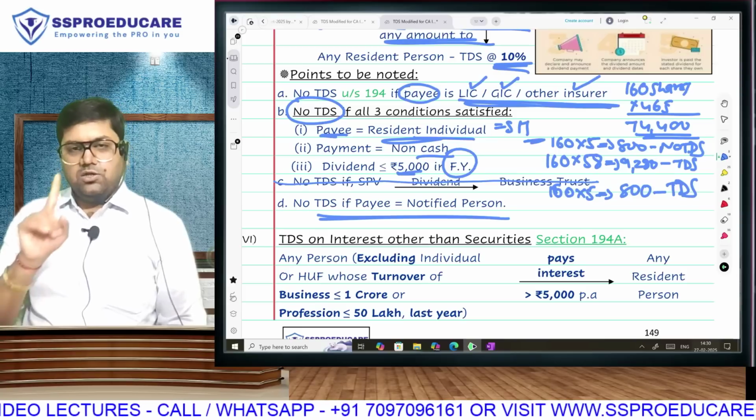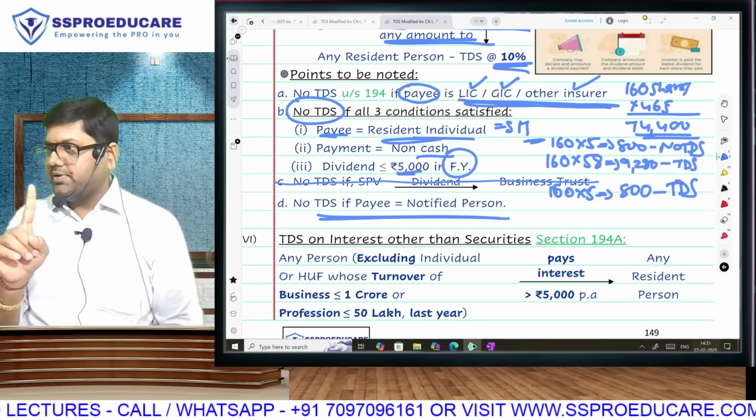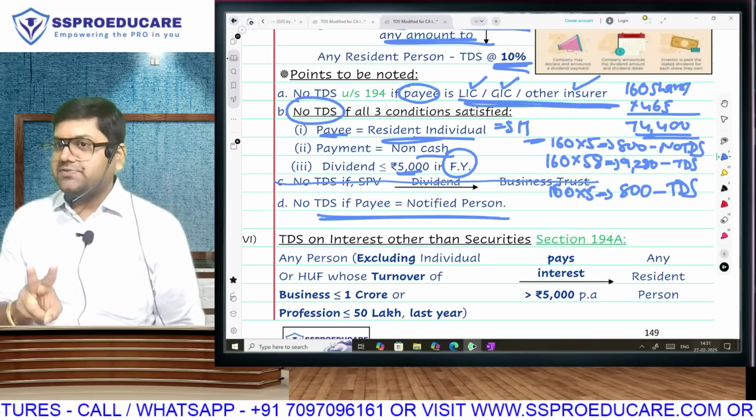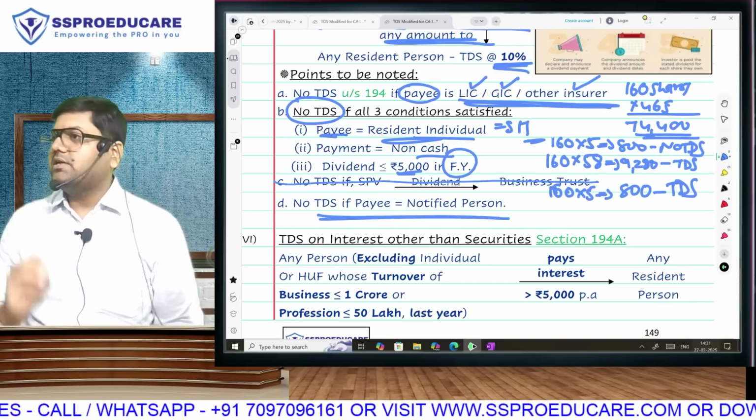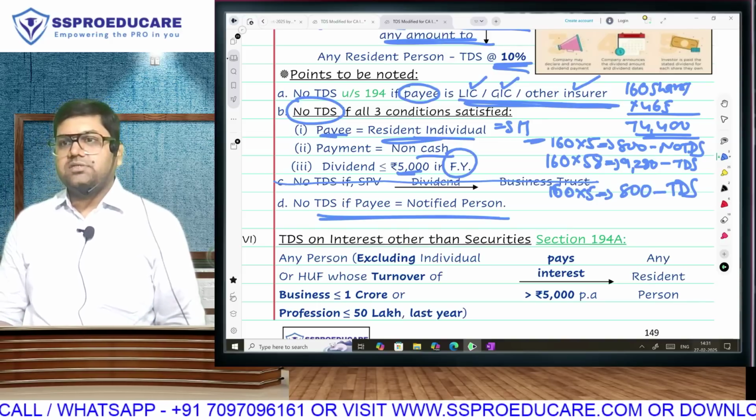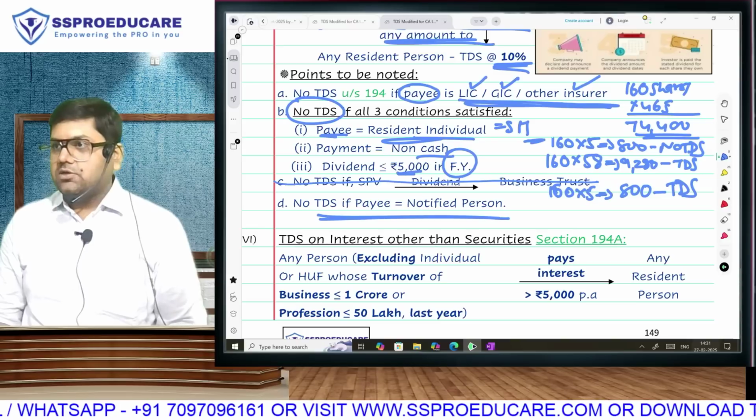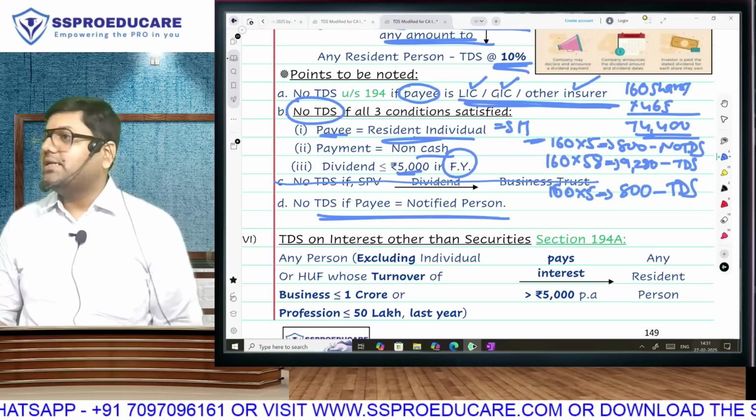For examination, you got to know 3 things. 1, normally no monetary limit. 2, in some cases there is a 5,000 limit. And 3, whatever be the limit, TDS in this section is 10%. Is that clear? So you are understanding, we are not skipping any section.